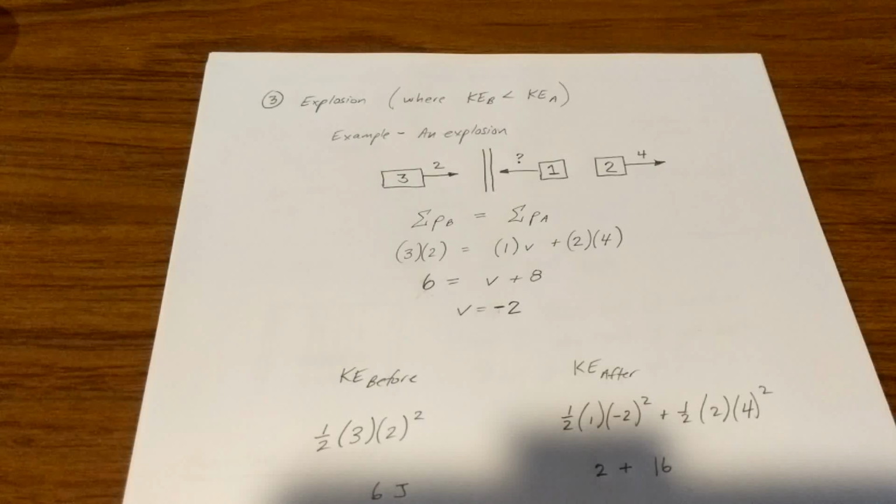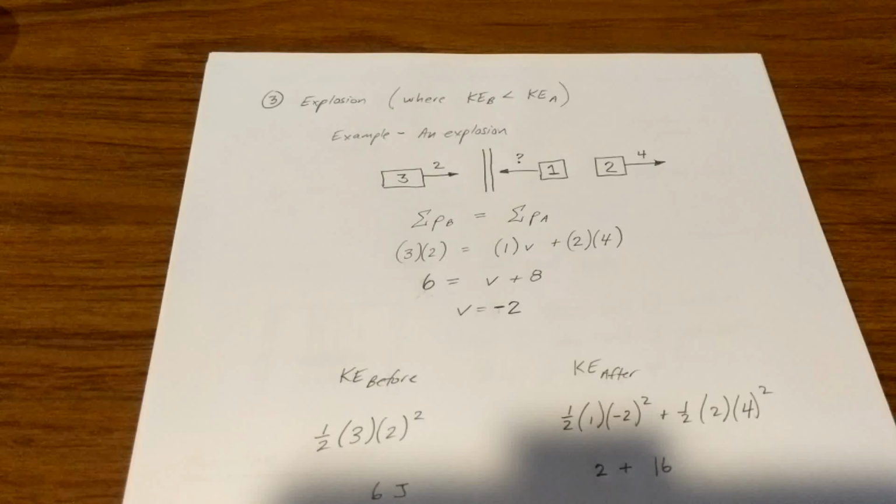For the energy calculation, before we have half times 3 times 2 squared, and after we have half times 1 times negative 2 squared, and half times 2 times 4 squared, which gives us 6 joules before and 2 plus 16 joules afterward. 6 is far less than 18 joules, and so by our classification we notice that the kinetic energy has increased from before to after. In this case the energy tripled.